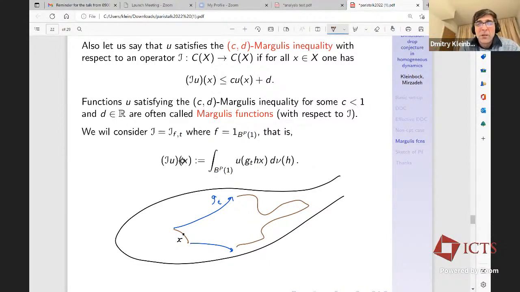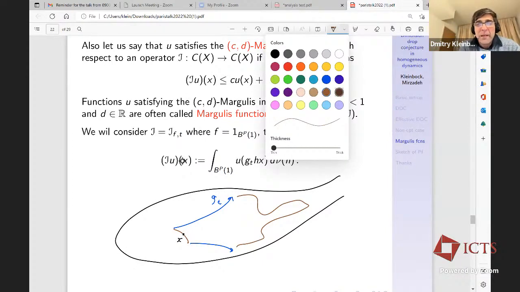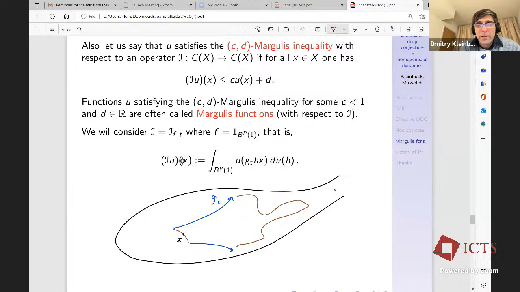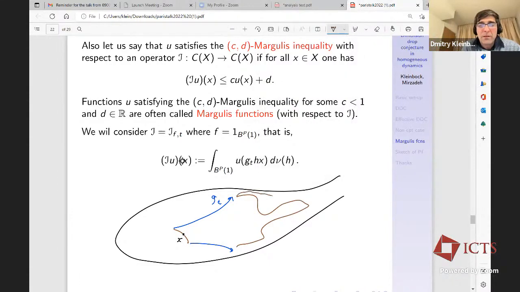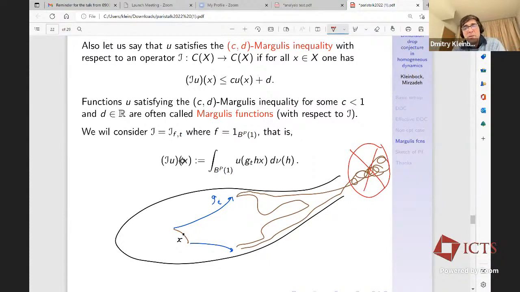So in other words, if you start with x, x being somewhere here, okay, maybe you don't have to do this. So if you start with x somewhere here, and maybe your translate is like this. Now this is prohibited by Margulis inequality. You cannot have a substantial part of the trajectory which is very, very far away, so that the values of u are big. That's the meaning of this inequality. Okay, so again, this is not allowed.